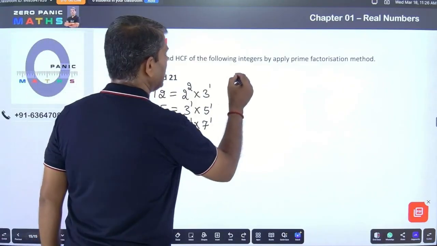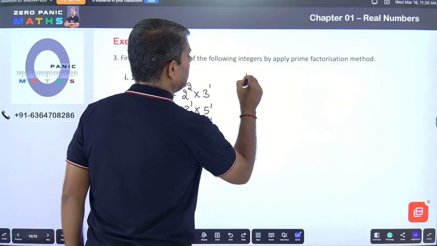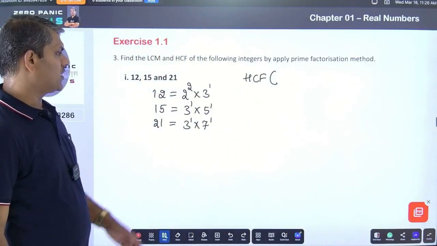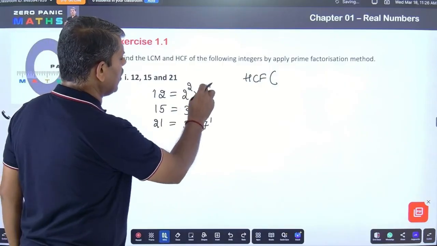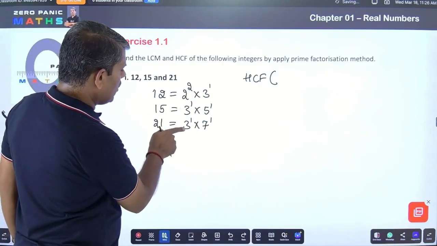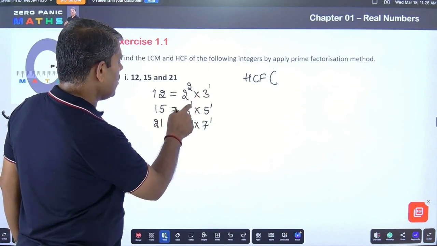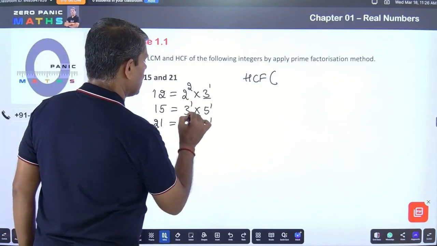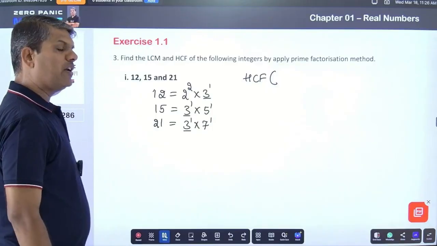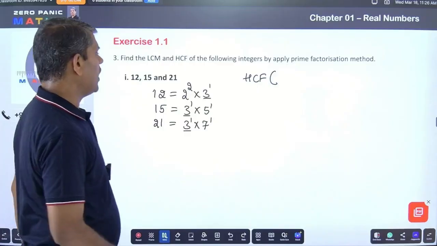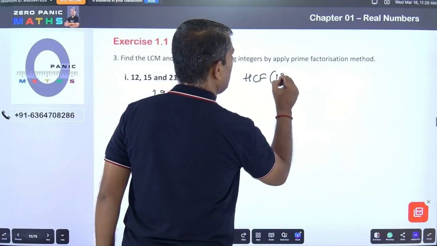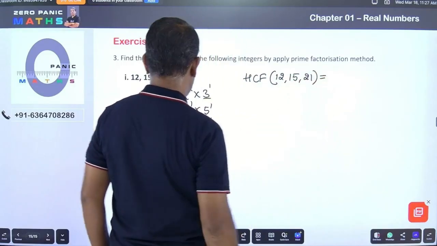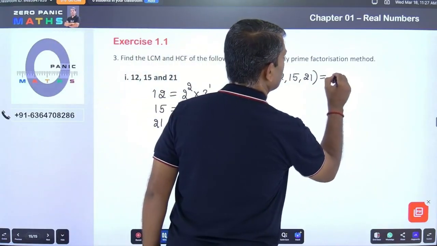Okay, so as we all know that HCF is the common factors with lowest powers. What are the common factors in all the three? Is 2 common in all the three? No. Is 3 common in all? Yes. 5, 7 are also not common. So what is the common and what is the lowest? Common is 3 and the lowest power is 1. So HCF of 12, 15 and 21 is 3 to the power of 1, which is 3.